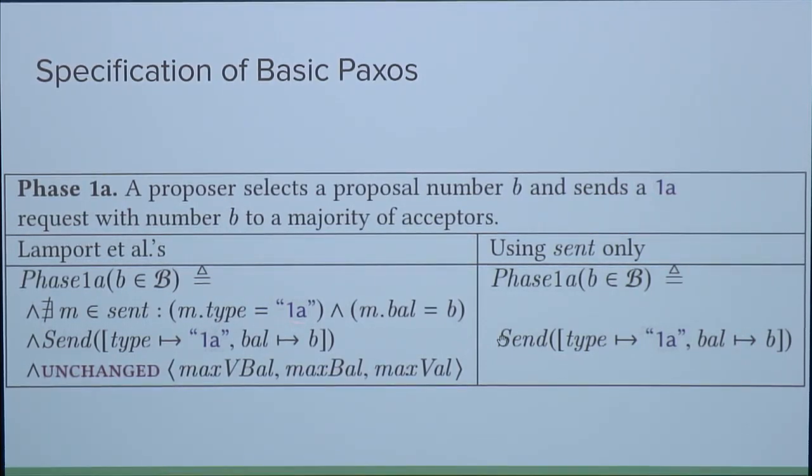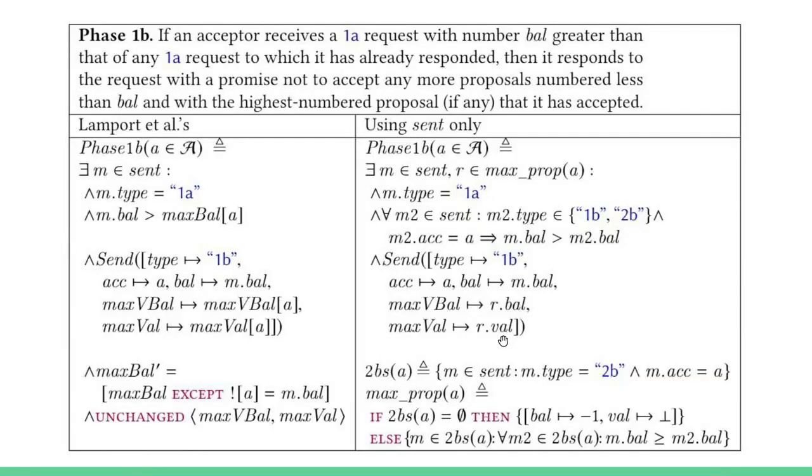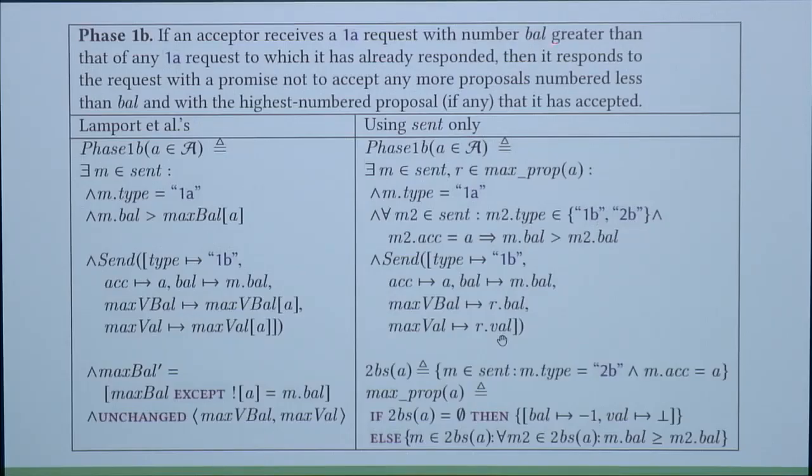So you realize that this is actually not said in the English, and you don't really need it. For phase 1B, similarly, it's the same thing, but it's more complicated. It looks complicated, but it's not really. When an acceptor receives a 1A request, and the val is greater than that of any 1A request to which it has already responded, that is basically this aggregation here, that m.val is greater than anything that it has responded to.